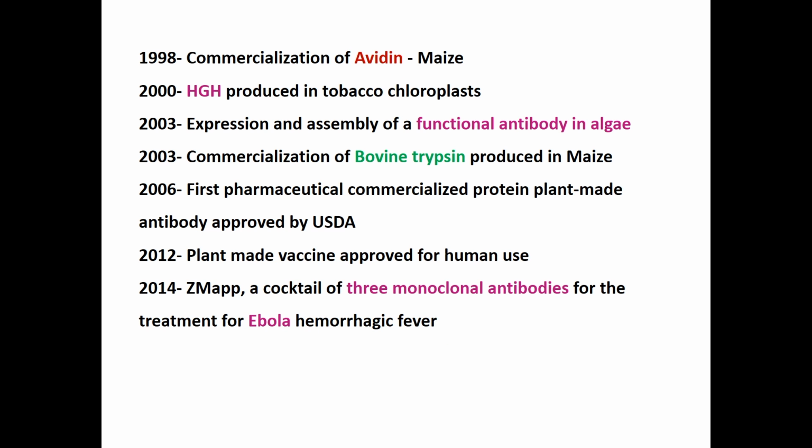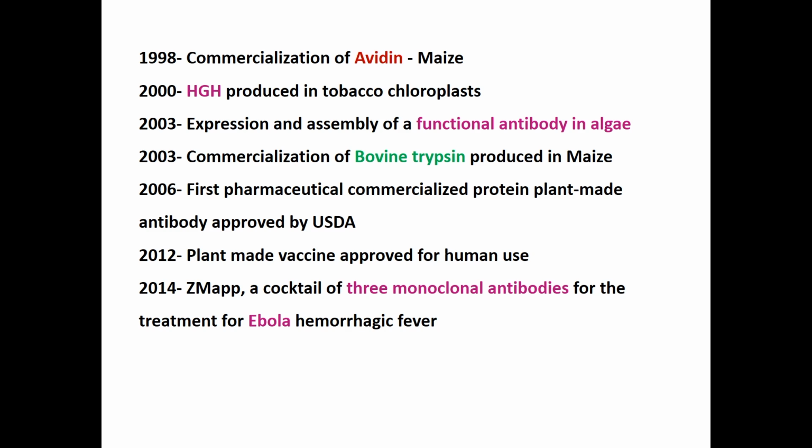1998, first product which is produced using plant as a platform, that is avidin, that was produced in maize, that was commercialized for commercial cultivation, commercial sale, that was commercialized in the market. During 2000, human growth hormone was produced in tobacco chloroplast, targeted to chloroplast system.